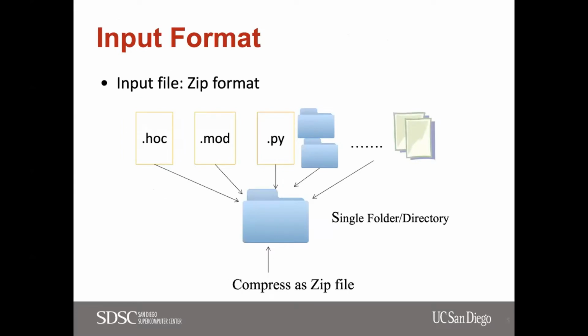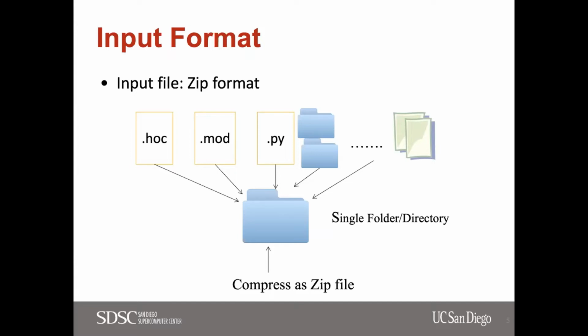So you can have any number of files, subdirectories, or even just a single file. But what we want you to do is to create a single folder or directory and put all those files and subdirectories inside that, and compress that top level directory as a zip file and use that as the input file. And this is probably one of the most commonly asked questions.